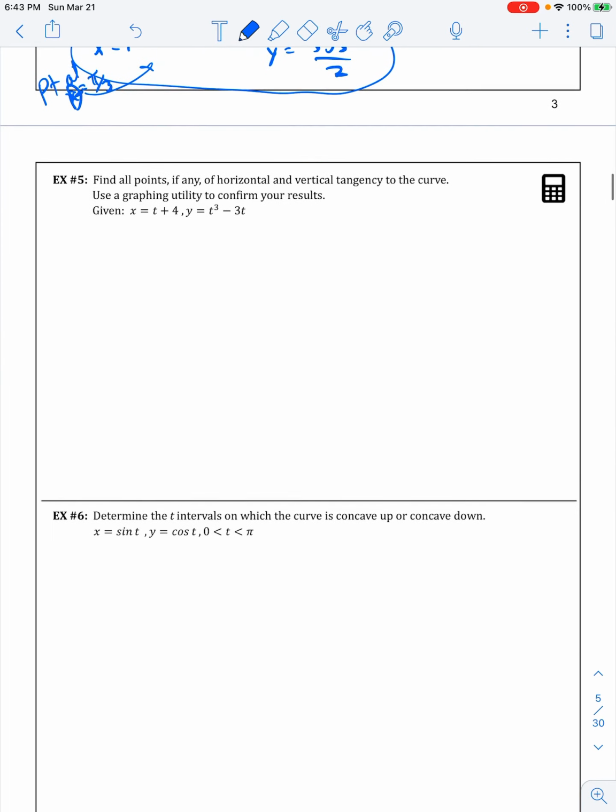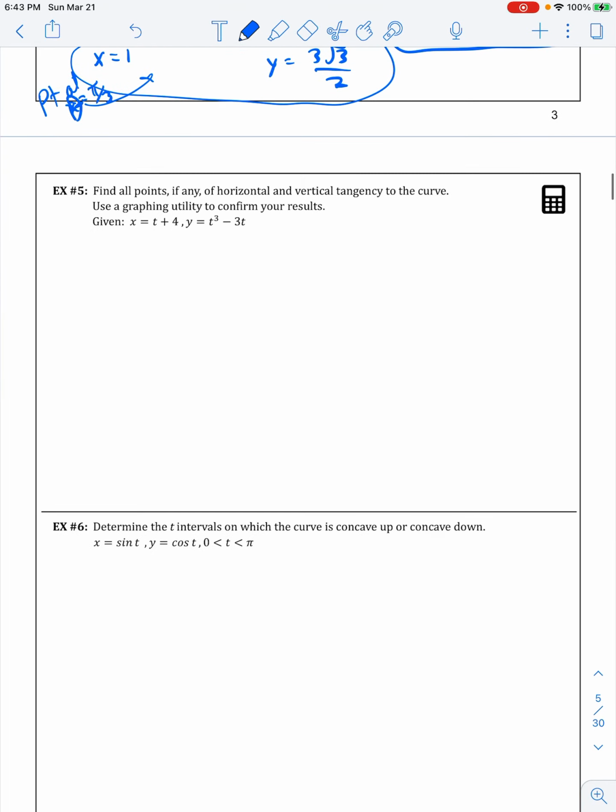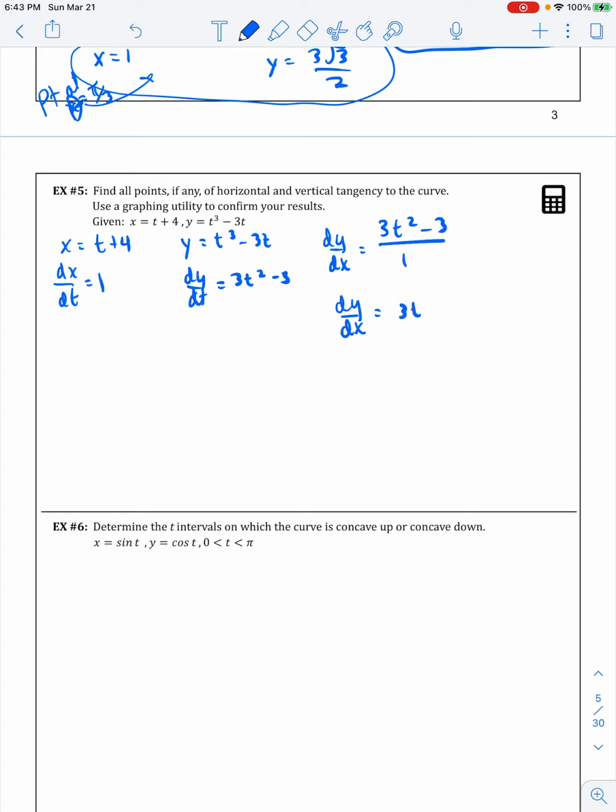Okay, example number 5. Find all points, if any, of horizontal and vertical tangency to the curve, using a graphing utility to confirm your results. Given x equals t plus 4, that means dx/dt is 1. And y equals t cubed minus 3t, which means dy/dt is 3t squared minus 3. If I was looking for dy/dx, it would be dy/dt over dx/dt. So dy/dx is just 3t squared minus 3.